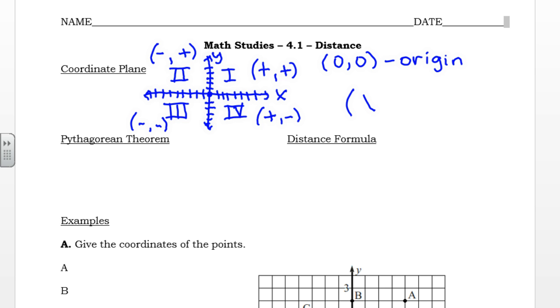So whatever number's first, that's the x number, that's how far left and right you go. Whatever number's second, that's the vertical number, up and down. Positives for right and up, and then negatives for left or down.